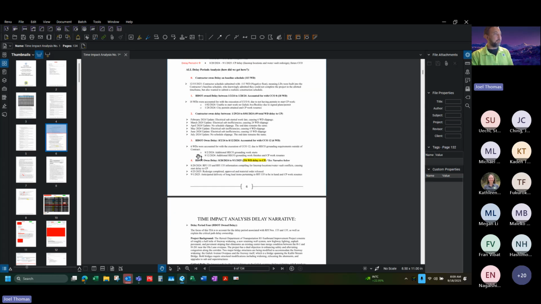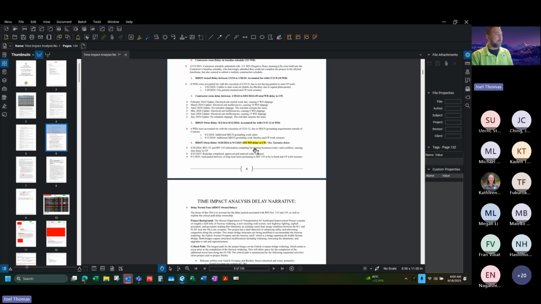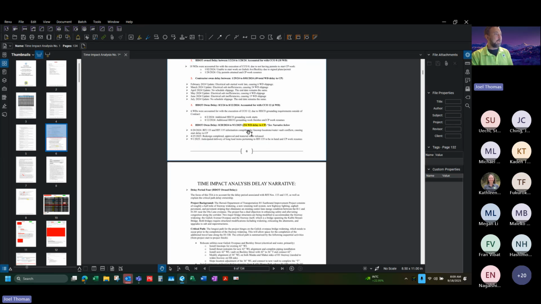we had the 2 delay periods. So the one for that additional HECO work where we gave them a 6-day time extension through change order 12. So we know that one is there. And then really the meat of this TIA was to look at delay period 4, and it was between the period of August 20th to September 1st, 2025. Sorry. So you ended up with a 254 working day delay to the critical path there.